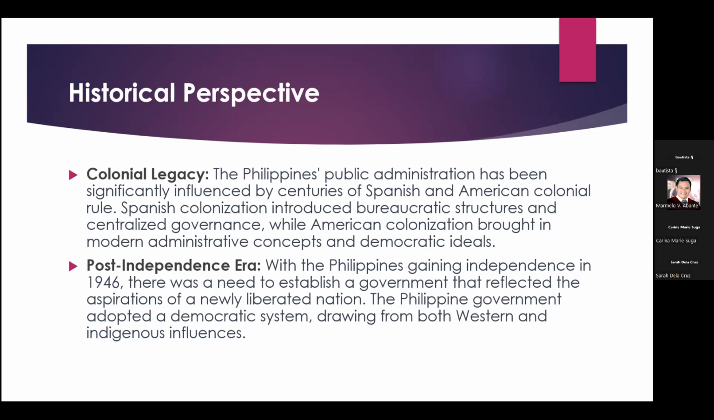Post-independence era. With the Philippines gaining independence in 1946, there was a need to establish a government that reflected the aspiration of a newly liberated nation. The Philippine government adopted a democratic system drawing from both Western and indigenous influences.